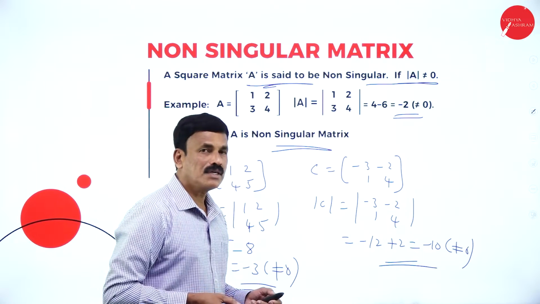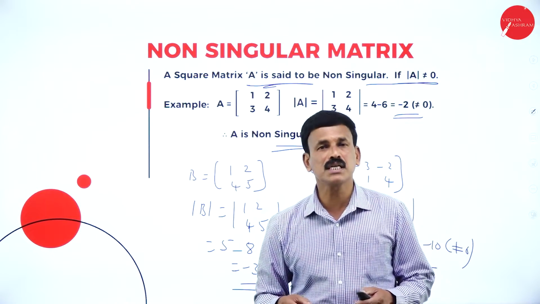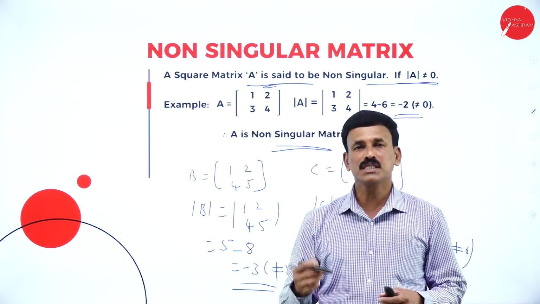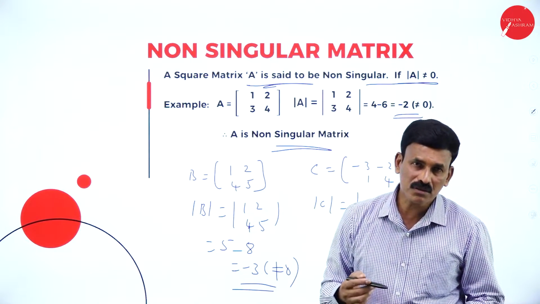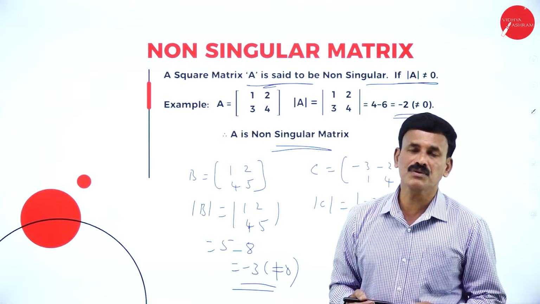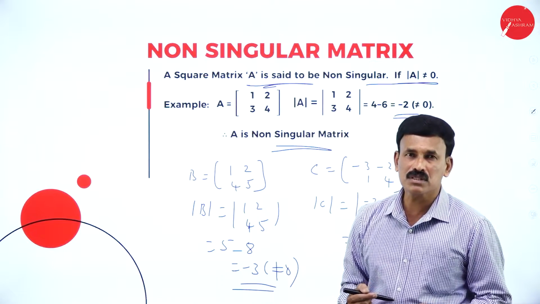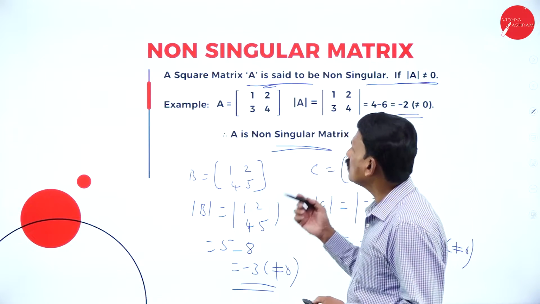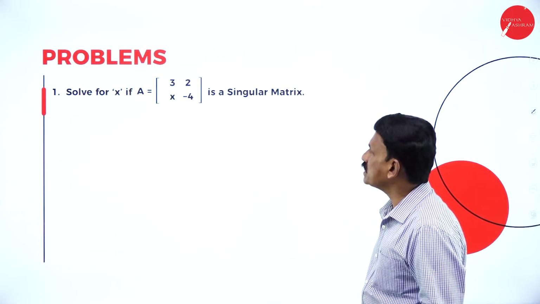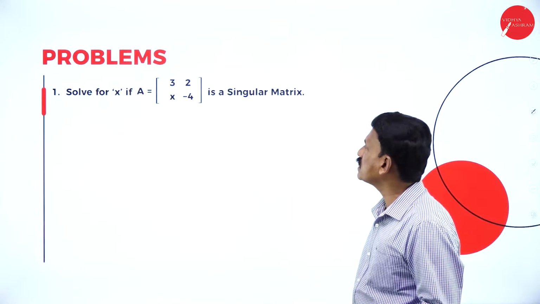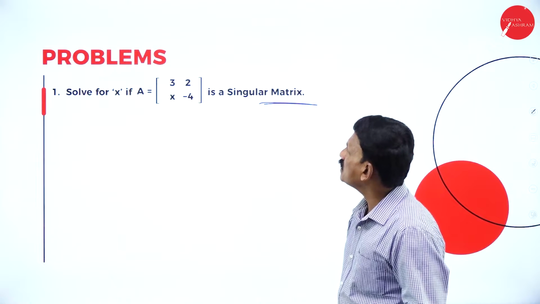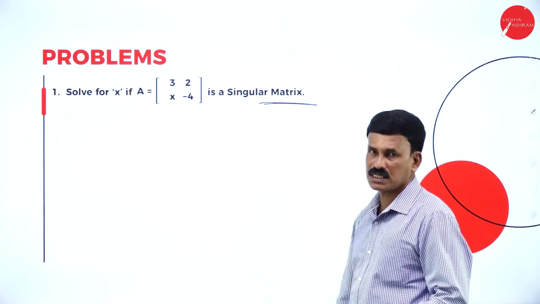This is a very important concept because in the next concept, we are going to find the inverse of a non-singular matrix. It is possible to find the inverse for a non-singular matrix, not for a singular matrix. That is why in the next concept, we are going to study the inverse of a non-singular matrix. Now, let us take some examples. This type of problems are very important. Solve for x if A is equal to [3, 2x; 4 ...] is a singular matrix.